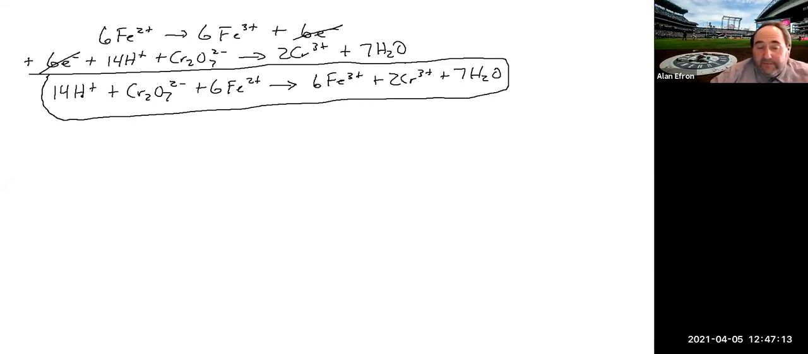Overall charge on the left is plus 14 and minus 2 is plus 12, and that's plus 12 and 12, so 24 on the left. On the right, 18 plus 6 more gives me plus 24 on the right. So it's balanced both in terms of numbers of elements and charge on both sides. Any questions on that? This would represent our balanced equation in acidic solution.